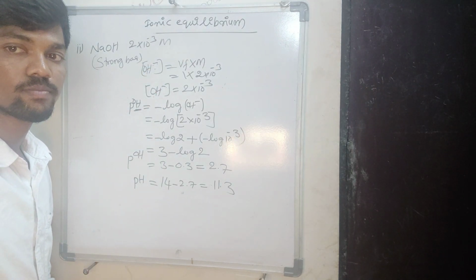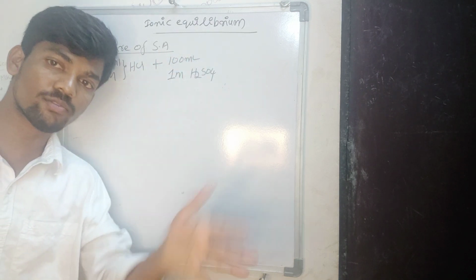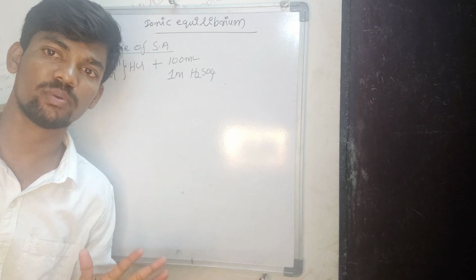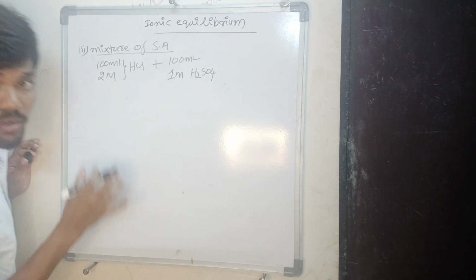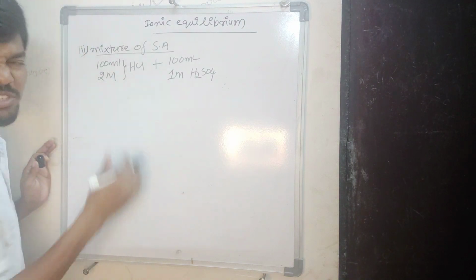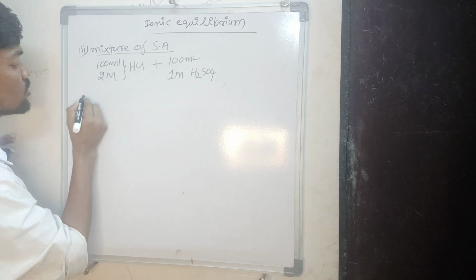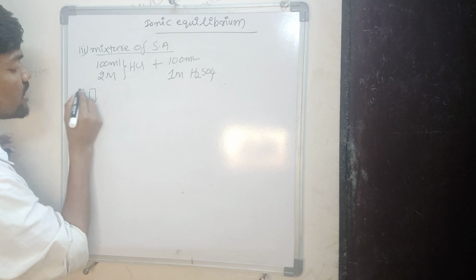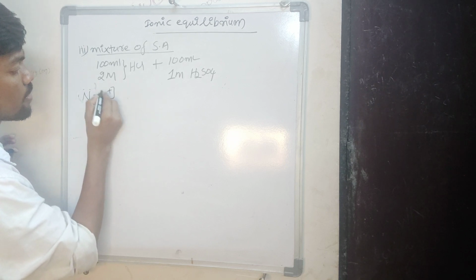Understand? Next, the third point is here: a mixture of strong acids is given. How can you find out the overall pH? Understand? So first we have to find out the normality value. Normality here means H plus concentration. If H is there, it is the H plus concentration. So how much is the H plus concentration?